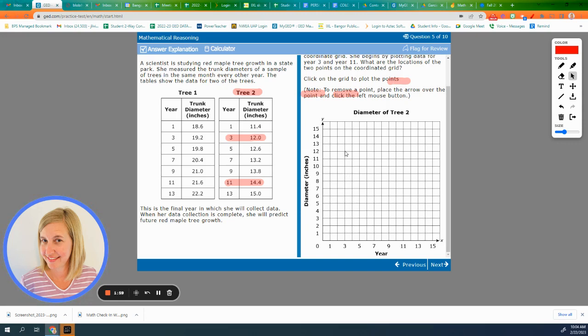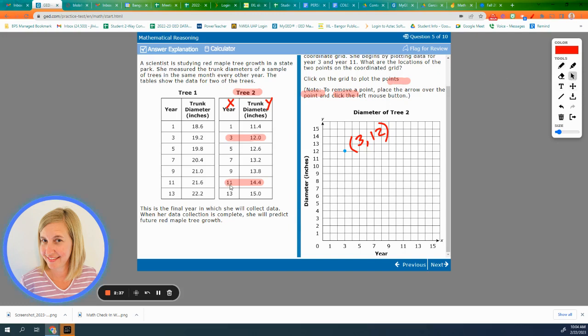The year is representing our x value and the trunk diameter is representing our y value. So I'm going to click a point right there. We've got 3, 12. That's our first point. And just for reference, I'm going to put next to it 3, 12. Okay. And you can see that we are calling the year x and the trunk diameter y, as noted by the labels on the x-axis and the y-axis. Okay, so next we are going to plot the next point.